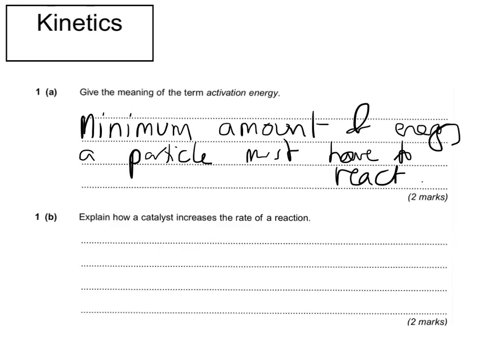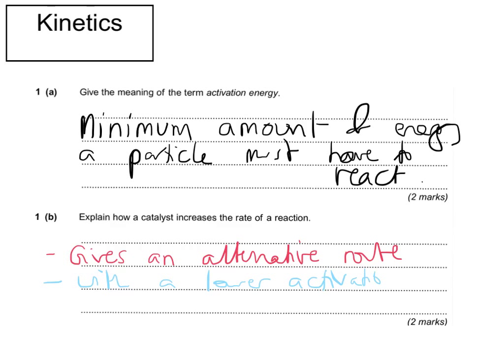And then explain how a catalyst increases the rate of reaction. So here it's not asking for the definition of a catalyst, not saying what it is, it's saying how it works. Explain how a catalyst increases the rate of reaction. So first step is it gives an alternative route, and the second mark is for it gives an alternative route with a lower activation energy. And probably want to add here, gives an alternative route for reaction to occur. Don't let the examiner assume anything.